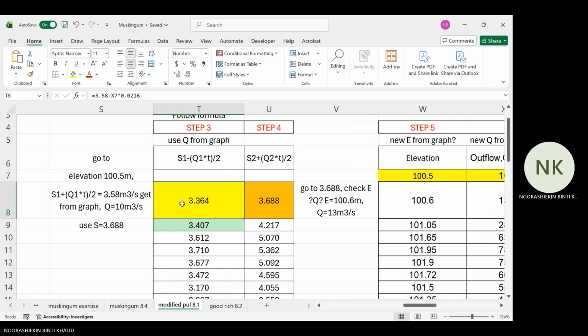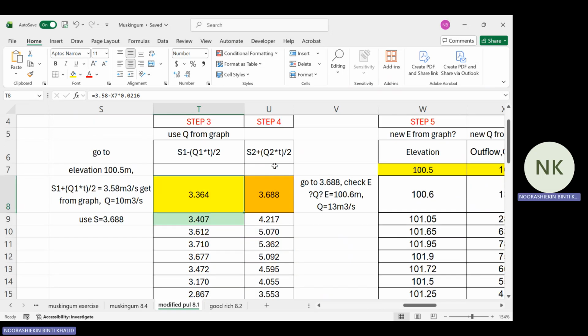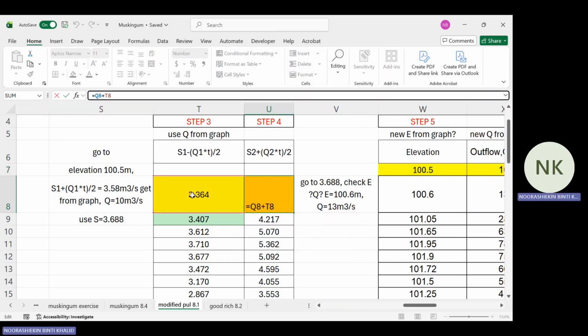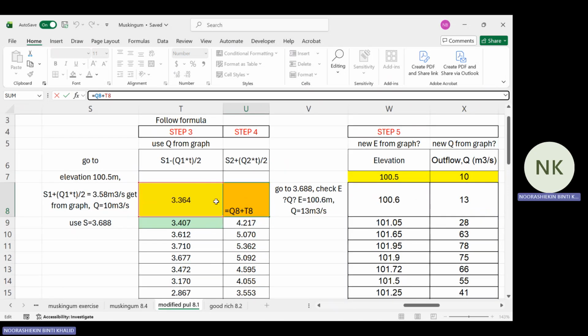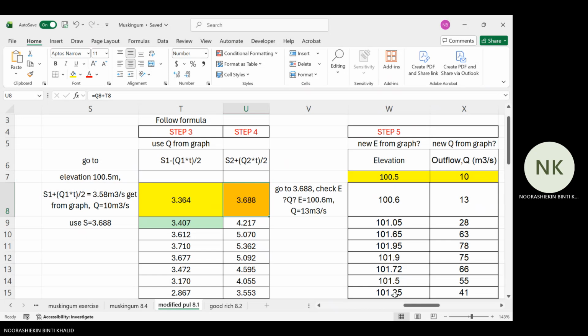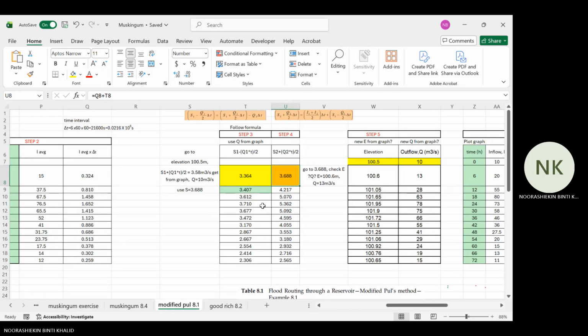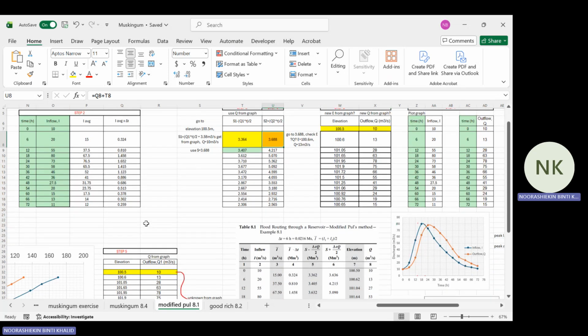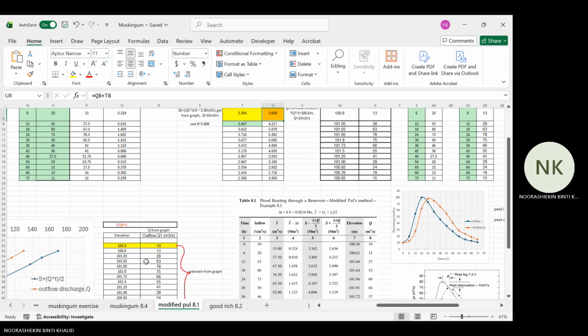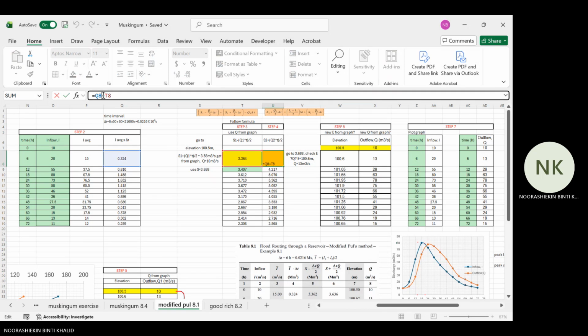And then for S2 plus QT, I use this value. Q8. Q8 is here. So I found out this one.